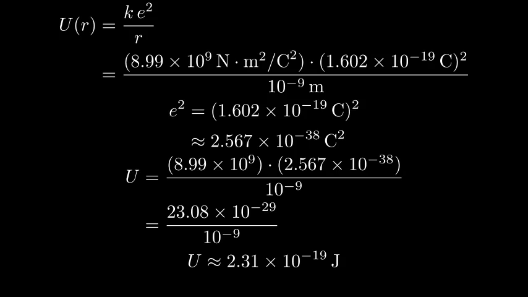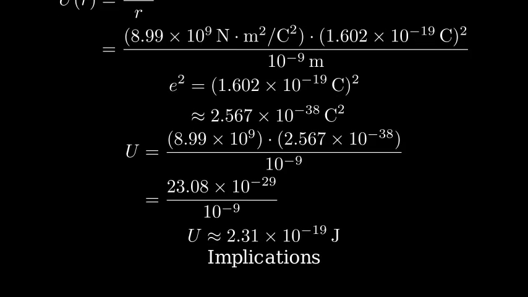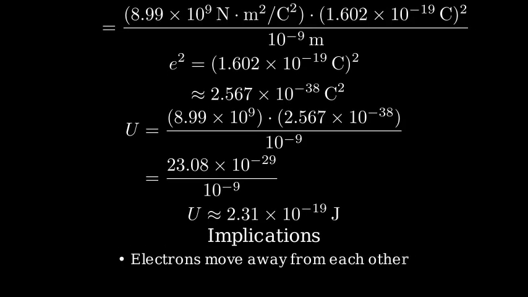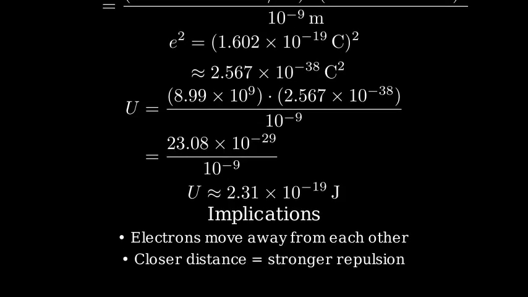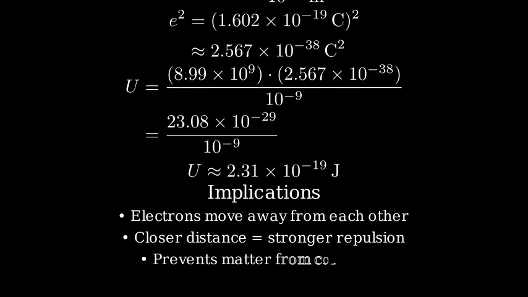This positive value of potential energy confirms that the interaction between the electrons is repulsive. Let's consider what this means. The electrons will naturally move away from each other to decrease their potential energy. The closer they are, the stronger the repulsive force between them. This repulsion is what prevents matter from collapsing in on itself.